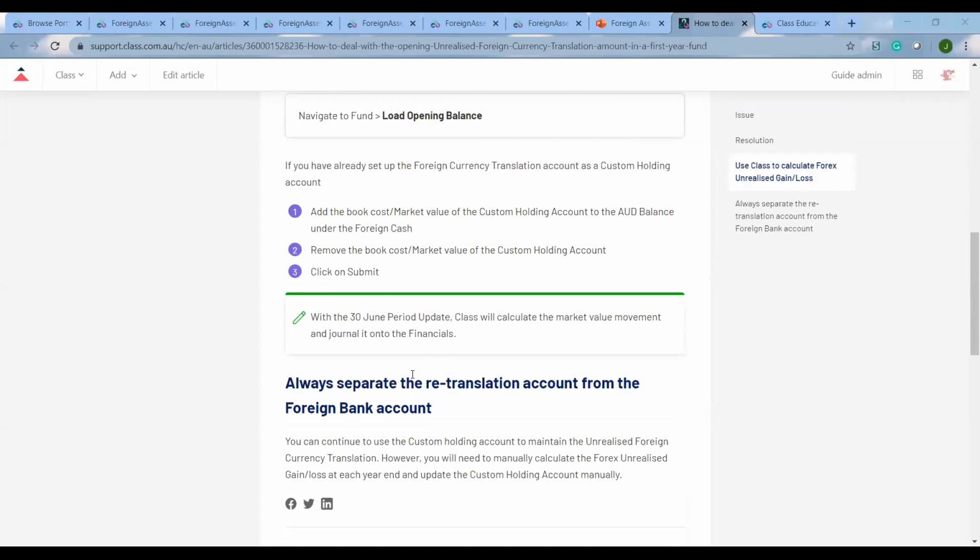So the other way to do this is, of course, still keeping them separate. In this way, just make sure that at the year end, you manually calculate the Forex unrealized gain or losses, and then you can journal them into Class. So take one side is to adjust the balance for the custom holding account, either cash in or cash out, and the other side is taking up a foreign income or a foreign expense to take up the Forex unrealized gain.